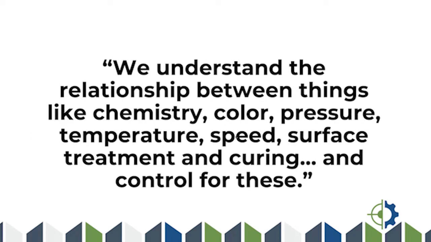to prevent it. And we can understand the relationship between things, and really the relationship between the data of things like our chemistry, our color, pressure, temperature, speed, surface treatment, curing, really anything that the press does or any machine does. We talk about the press primarily because there's a lot of variables going on there, but it could be in slitting and rewinding and other aspects of production, and really the ability to control for these, to get ahead of them, to understand how they relate, and to use the data to drive improvement.